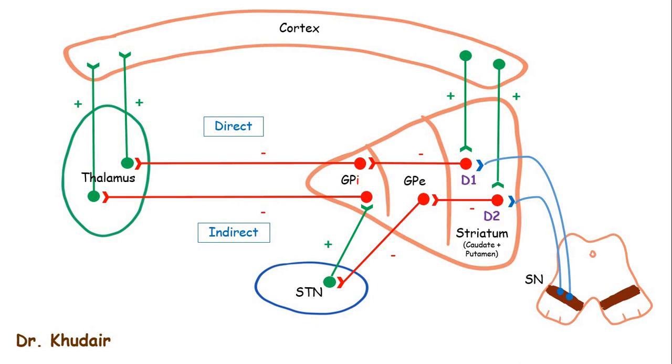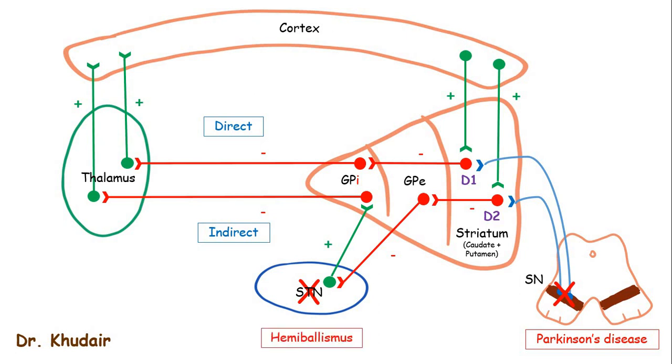Now let's shift gears and talk about disorders. Degeneration of the substantia nigra is seen in Parkinson's disease, whereas damage to the subthalamic nucleus will result in contralateral hemiballismus. And lastly, degeneration of the GABAergic inhibitory neurons from the striatum, especially in the caudate, that act on the globus pallidus externus, is seen in Huntington disease.